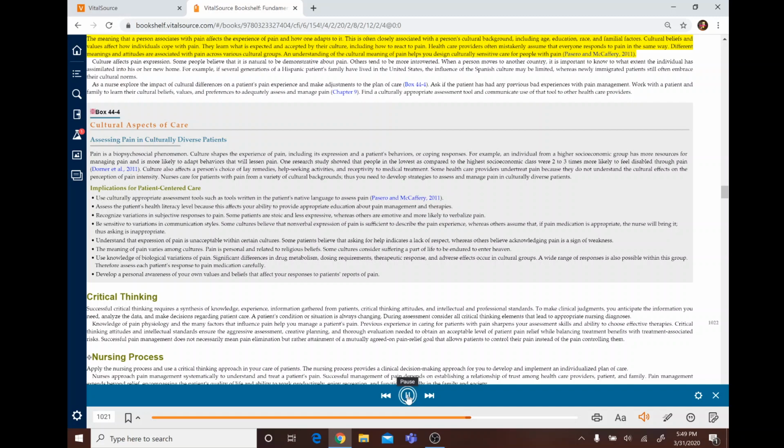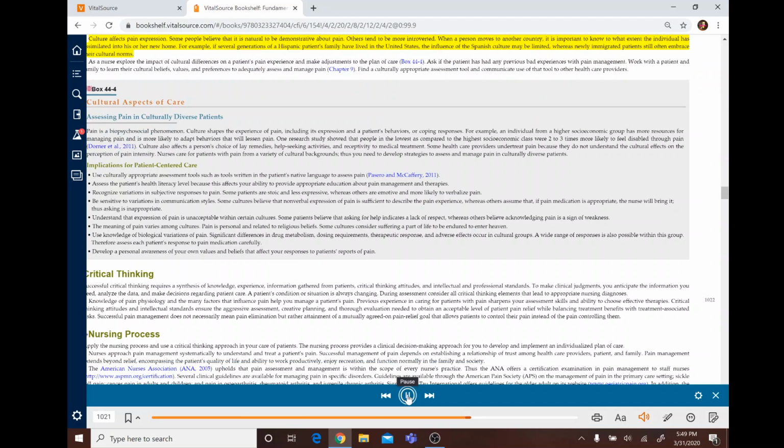Ch44 and McCaffrey, 2011. Culture affects pain expression. Some people believe that it is natural to be demonstrative about pain. Others tend to be more introverted. When a person moves to another country, it is important to know to what extent the individual has assimilated into his or her new home. For example, if several generations of a Hispanic patient's family have lived in the United States, the influence of the Spanish culture may be limited, whereas newly immigrated patients still often embrace their cultural norms.